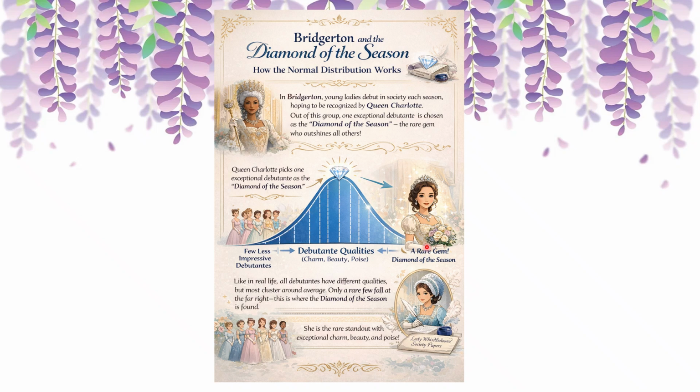So you can see here we've got the normal distribution. And down here, we're going to have the less impressive. You could imagine this is debutante qualities, right? And on the left-hand side here, we've got the less impressive debutantes. If you're a follower of the show, you might find, for example, Penelope or Eloise sort of fall into this category. They're not as charming. Maybe they don't have the best social skills. And then most of the debutantes are going to fall kind of in this mid-range here. And then up on the higher side, you're going to have that one rare gem, the diamond of the season.